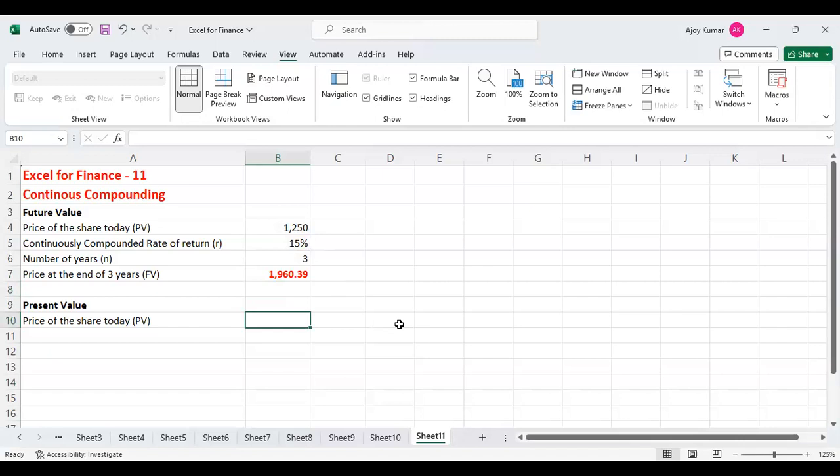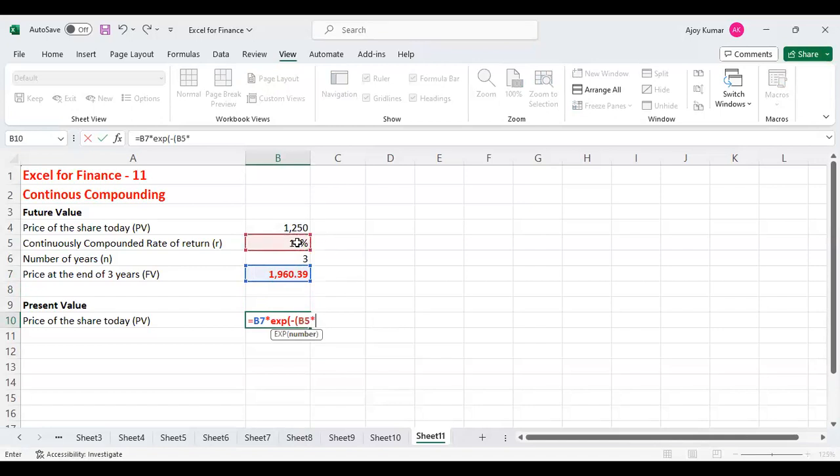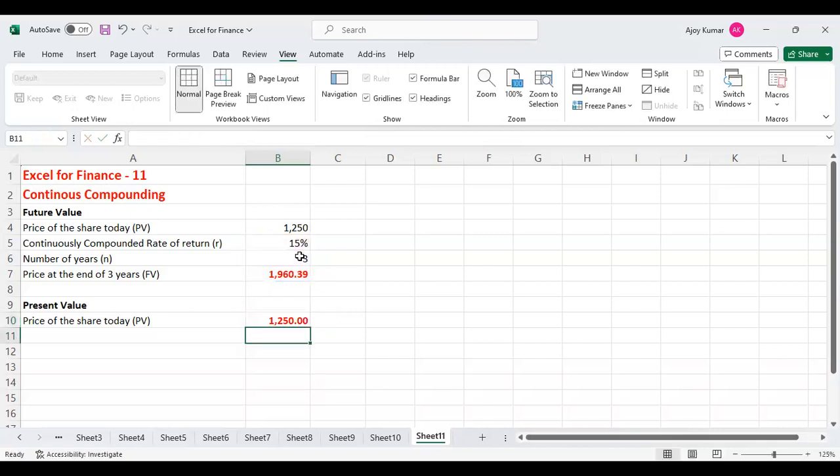Now using the same example, let us work backwards and see how to calculate present value. For present value, we will use future value multiplied by e to the power of minus r into n. Let's do that. Here future value is 1960.39 multiplied by EXP, bracket open, minus, one more bracket, 15% r multiplied by number of years n, bracket close, and the first bracket also close. So EXP to the power of minus r into n, and I'm back to 1250.